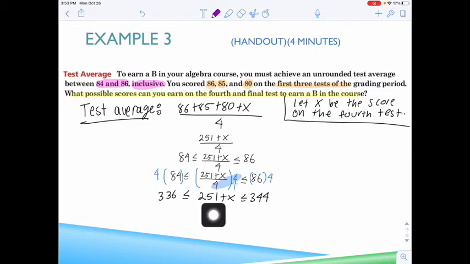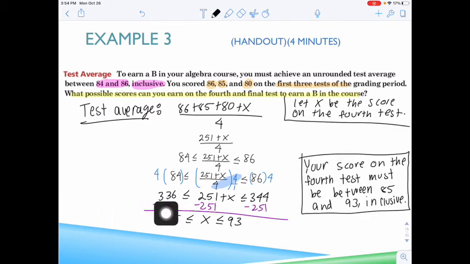Now we have 251 plus x, and I want to get x by itself, so we can get rid of the 251 by subtracting 251 from all 3 sides. 336 minus 251 gives you 85. 251 minus 251 is a 0 pair, so we bring down our x. 344 minus 251 gives us 93. So this tells us that your score on the 4th test must be between 85 and 93 inclusive. That will get you your B in the course.